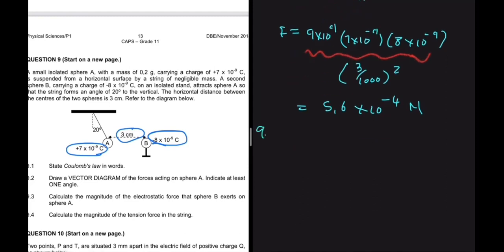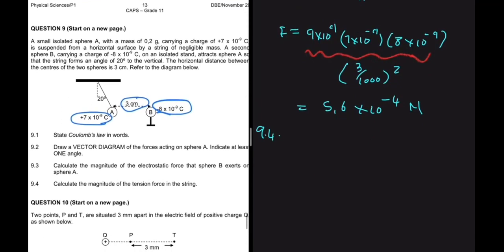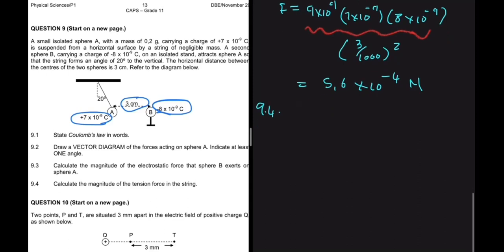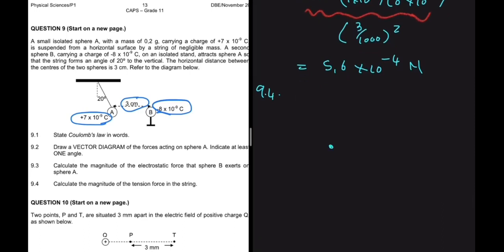Now let's do 9.4. 9.4 says, let's calculate the magnitude of the tension force in the string. So there are two ways of approaching this question. Again, our vector diagram for A: we had Fe, the electrostatic force, and then we had Fg, and then we had the tension at an angle. We have already deduced that this angle here is 70 degrees. Why are we saying it's 70 degrees? The angle here is 20, the angle here is 90, so that angle here should be 70 degrees.